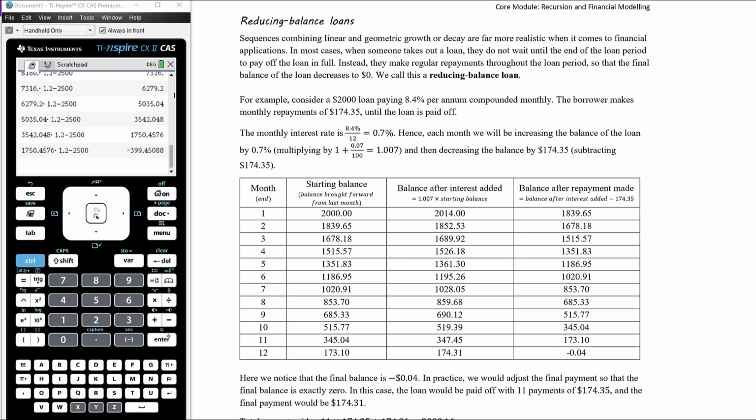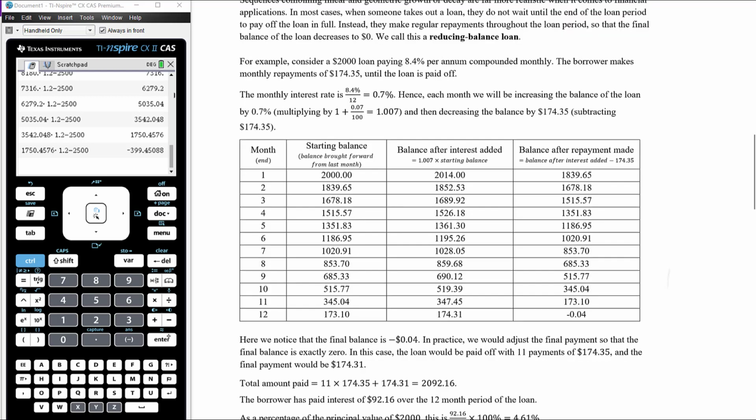So for example, consider a $2,000 loan paying 8.4% per annum compounded monthly. The borrower makes monthly repayments of $174.35 until the loan is paid off. Okay, so first we work out the monthly interest rate is 0.7%, hence each month we'll be increasing the balance of the loan by 0.7%, which means multiplying by 1.007, and then decreasing the balance by $174.35, so subtracting $174.35. So therefore we've got that combination of the geometric growth from the interest and linear decay from the repayments.